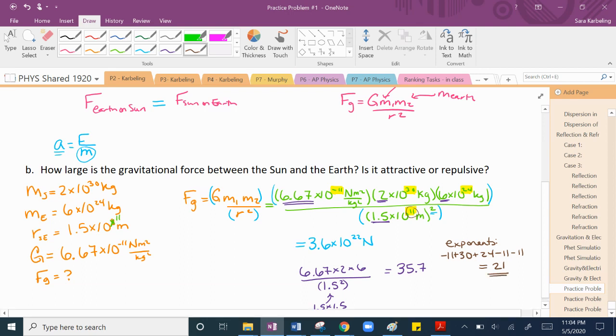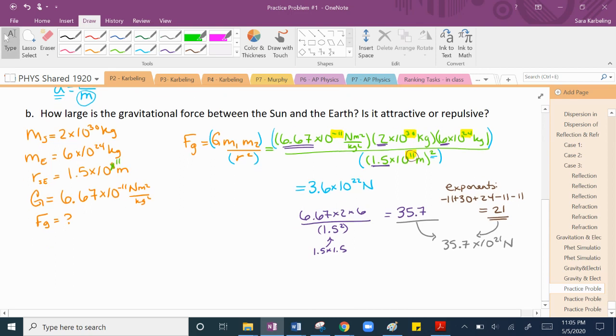So we can put these two things together and we get 35.7 times 10 to the 21st, and that's not in super nice scientific notation, but it really would be then 3.5 or 3.6 times 10 to the 22nd newtons, which is indeed the same as what we got here.